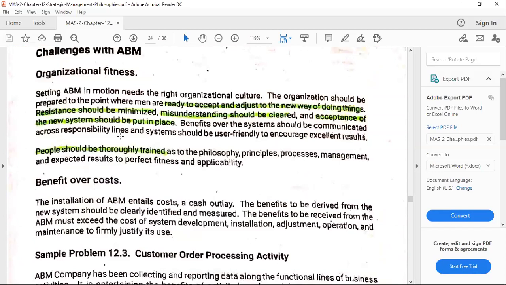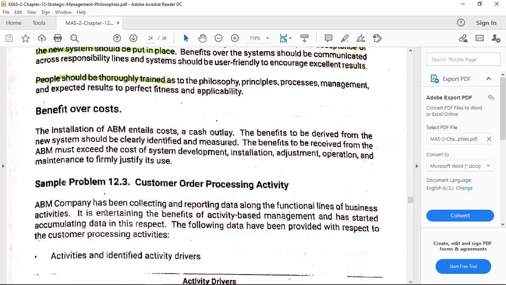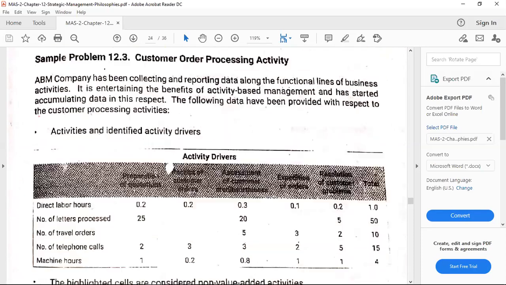Also, we have the challenges. Fitness: how the organization perceives quality, and how ready they can accept and adjust to change or new ways of doing things. Although resistance is there, it should not be sustained along the way. Benefit over costs: we must make sure that benefit exceeds the cost all the time.